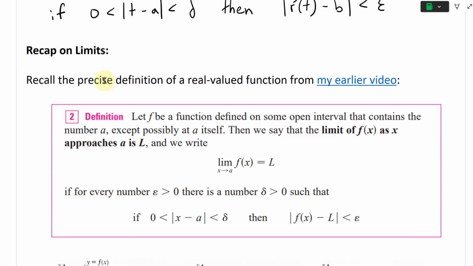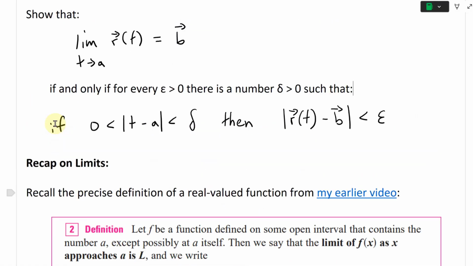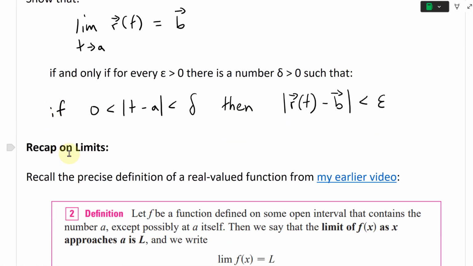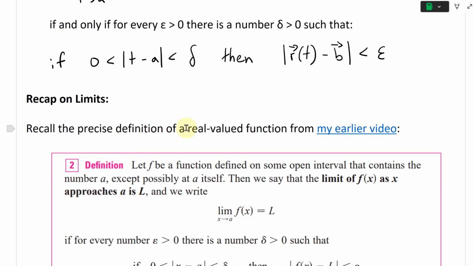In other words, if the difference is going to 0, the limits are equal. Just to illustrate that, we'll do a quick recap before we go over to the solution. So, recap on limits. Recall the precise definition of a real valued function limit from my earlier video.